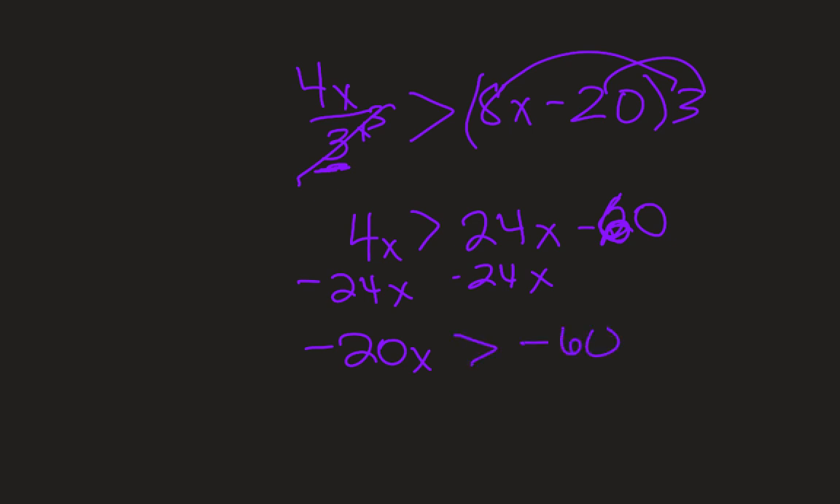And the negative 60. I have to divide through by the negative 20 on both sides. The mere act of dividing through by the negative 20 makes your inequality sign flip. So I have x and a positive 3. X is less than a positive 3.